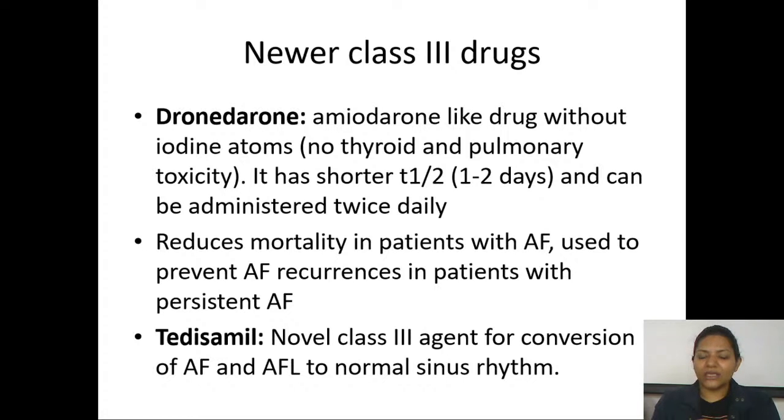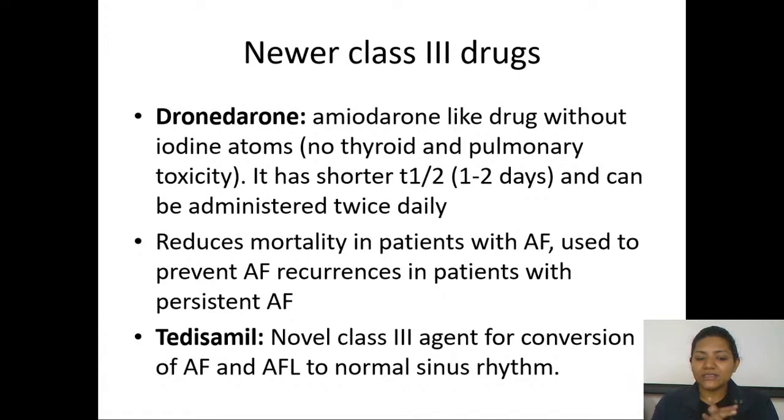It has a short half-life, around 2 days, and can be administered twice daily. It reduces the mortality in patients with atrial fibrillation. And it is also used to prevent atrial fibrillation recurrences in patients with persistent atrial fibrillation.